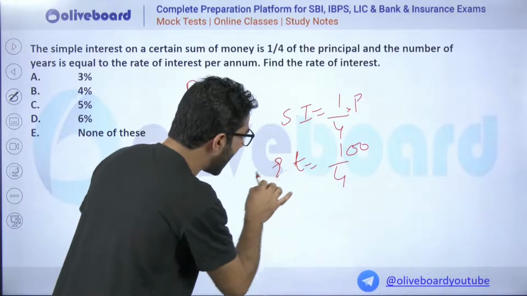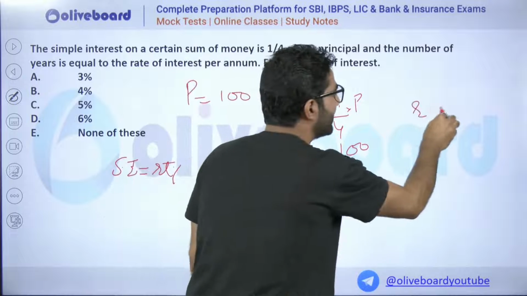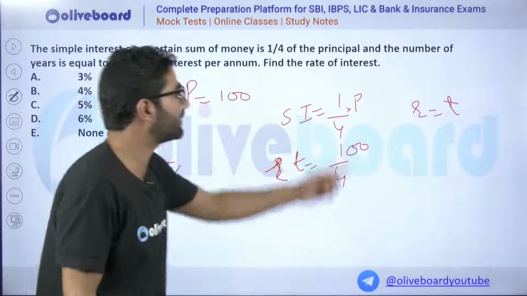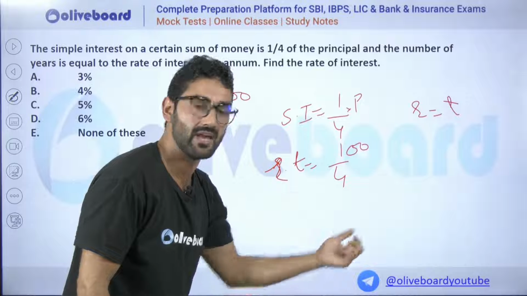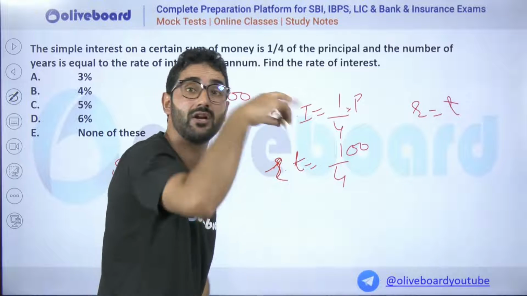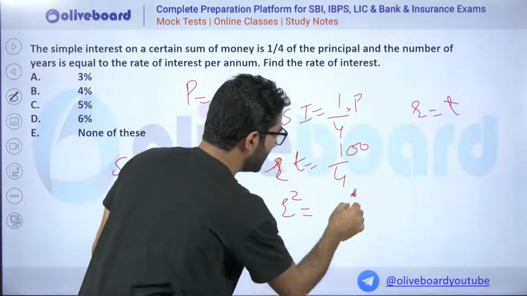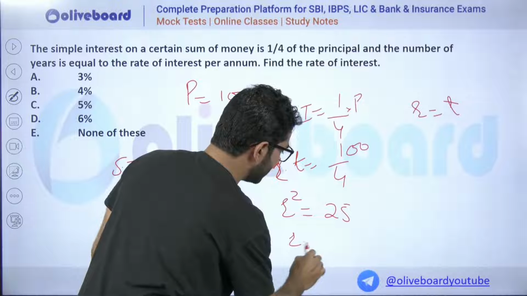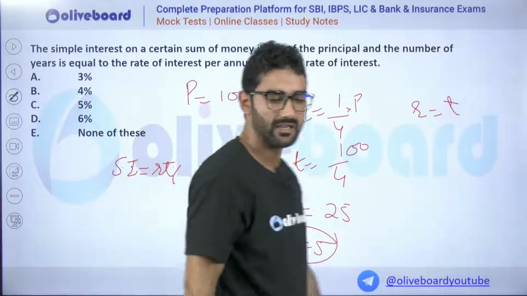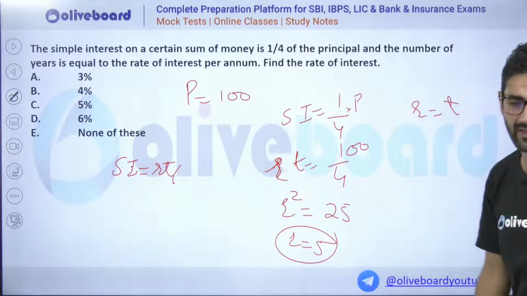Now it is given that R and T are the same. I mean the value of R is nothing but the T. If they have asked to find the time, you can calculate time. If they have asked to find the rate of interest, you can put that. Now here we have to find the rate, so I can replace T with R. That is, R square will be how much? It will be 25. So R is nothing but 5. In case they ask for time, obviously time is the same, 5.